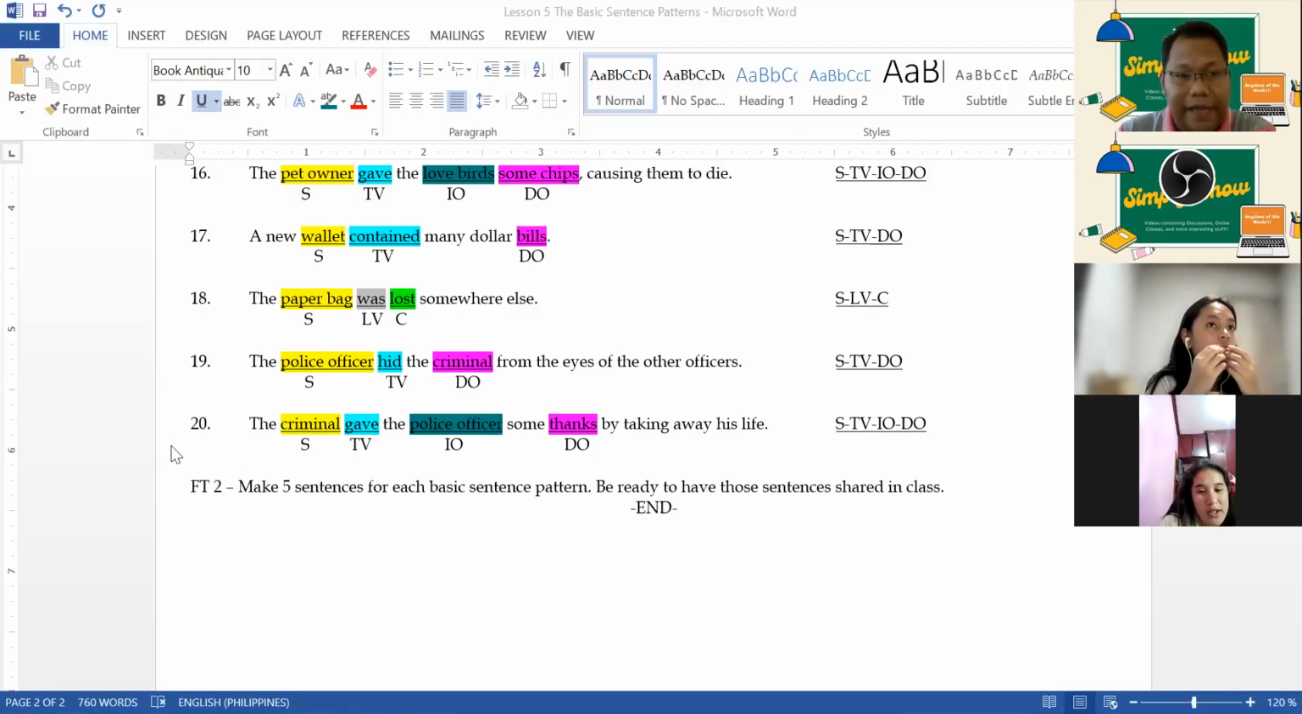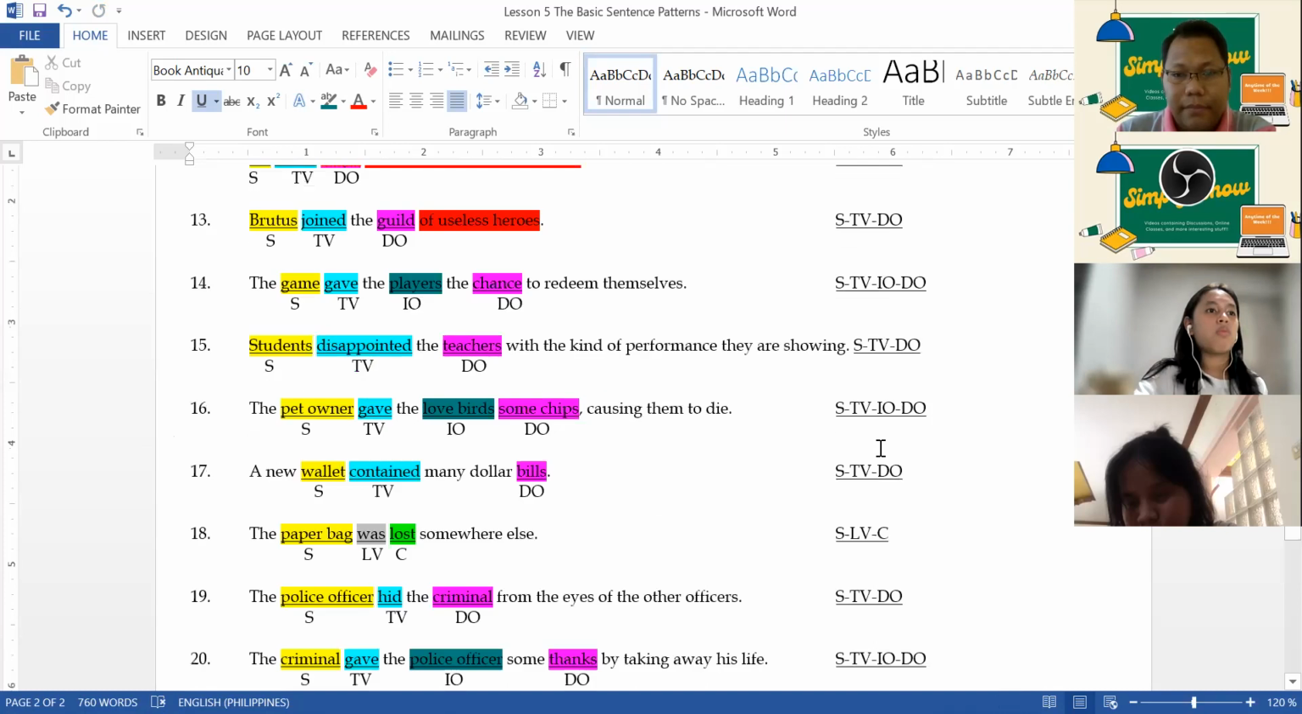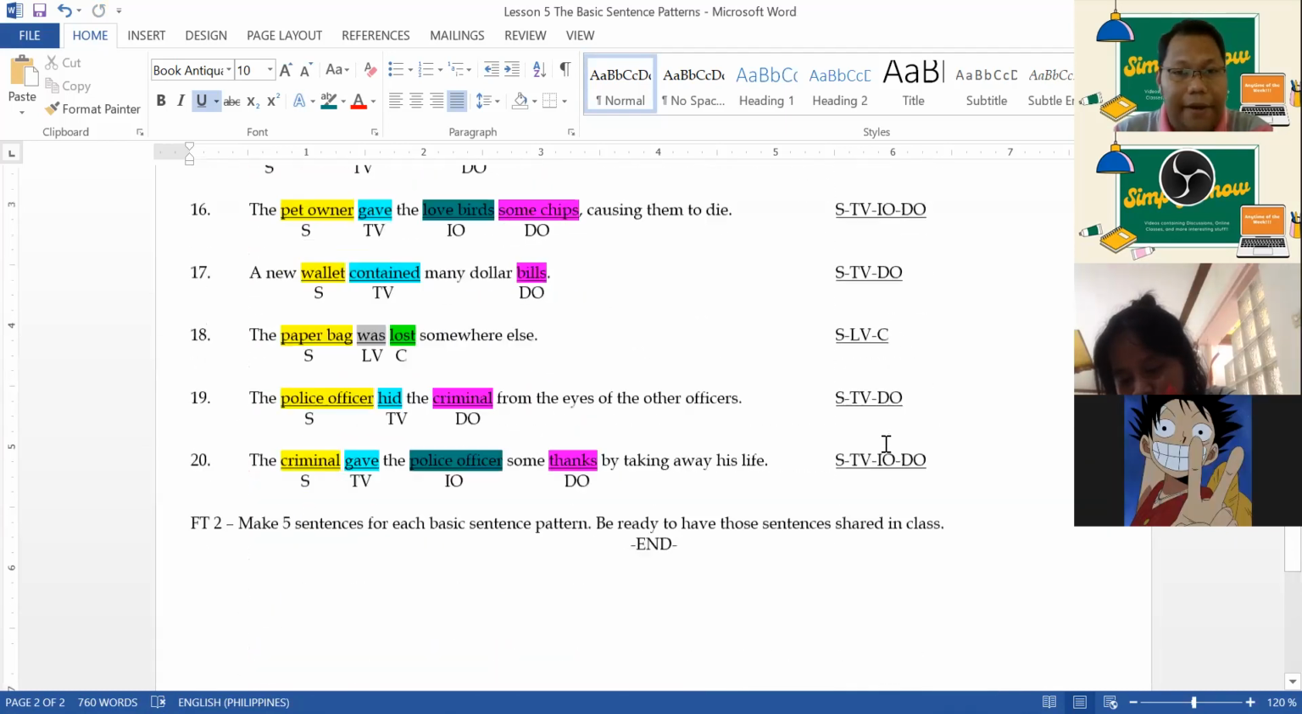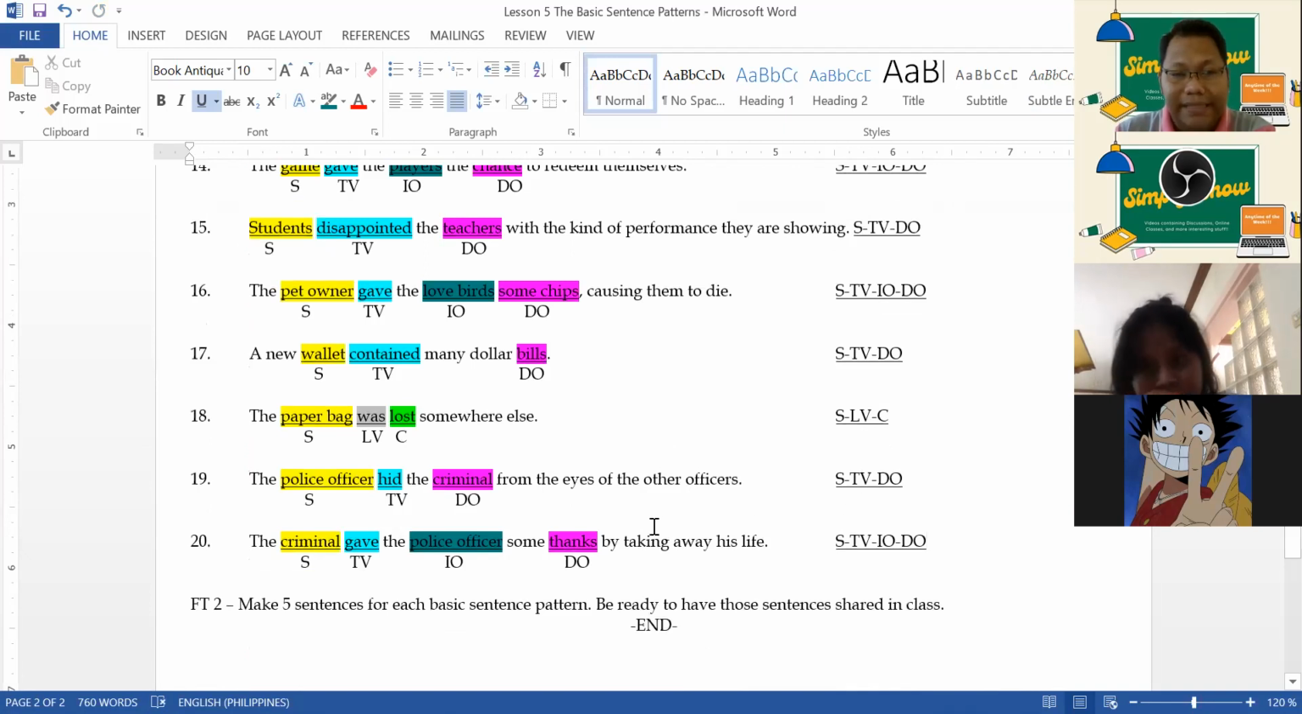Here's the answer for the last part, people. Last sentence: STVIODO. Because again, the police officer is our receiver of those thanks. So these are your answers for the 20 sentences in FP1. Again, it's STVIODO.